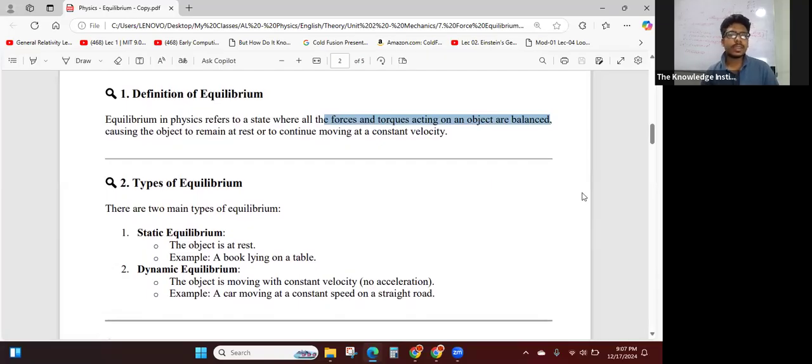So this equilibrium session, we can finish it off by today. Hopefully, yeah.